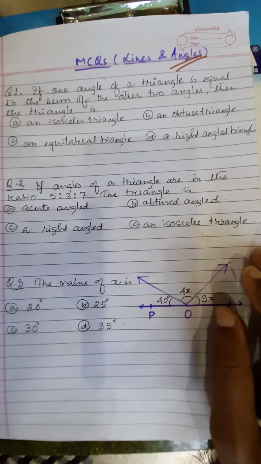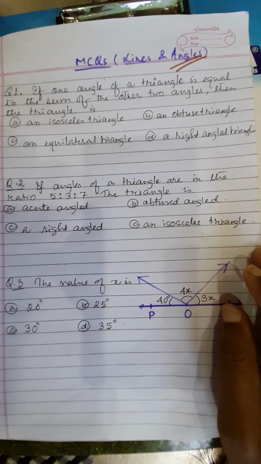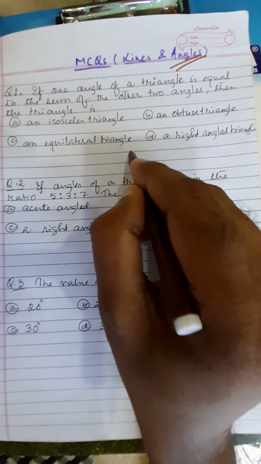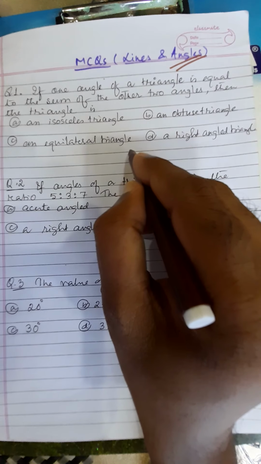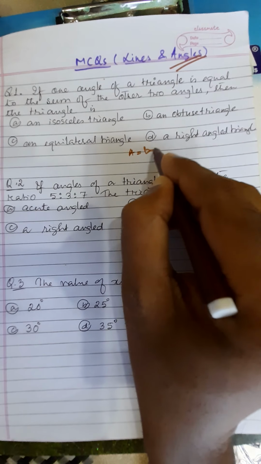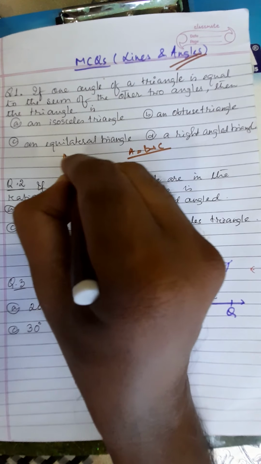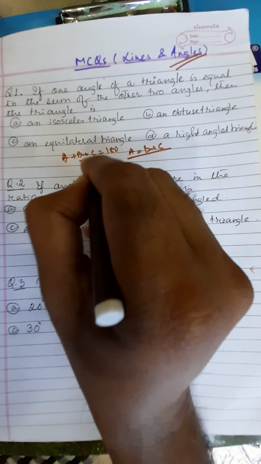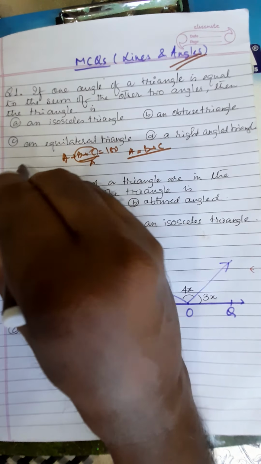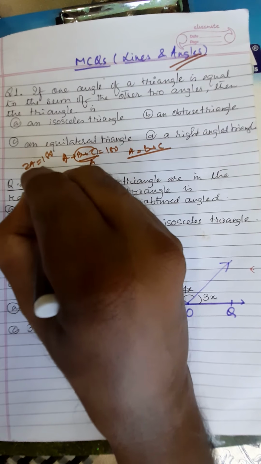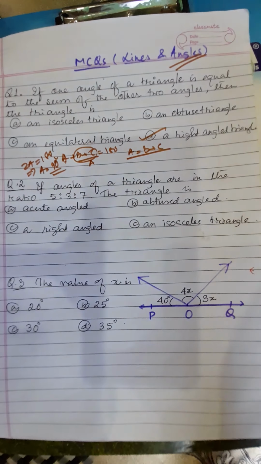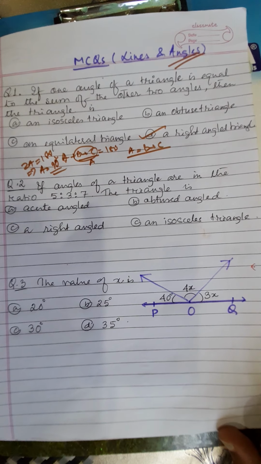If one angle of a triangle is equal to the sum of the other two angles, then the triangle is... Three angles are there. That means if A is equal to B plus C, and already we know that A plus B plus C is equal to 180 degrees. So put A here: A plus A, twice A, is equal to 180. So A is equal to 90. So ultimately it is a right angle triangle. If one angle is the sum of the other two angles, the triangle must be a right angle triangle.